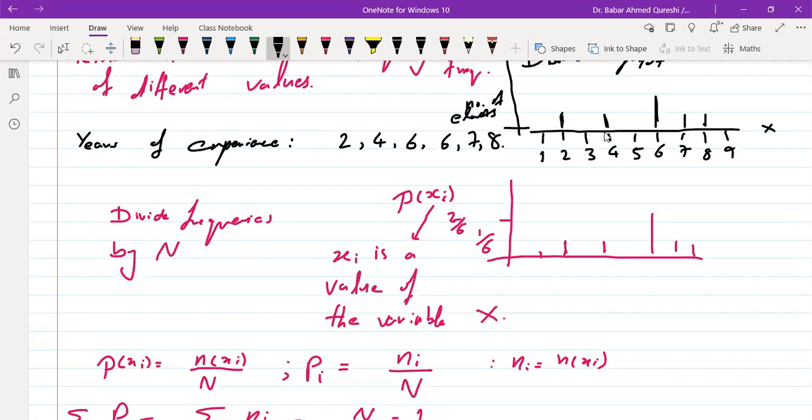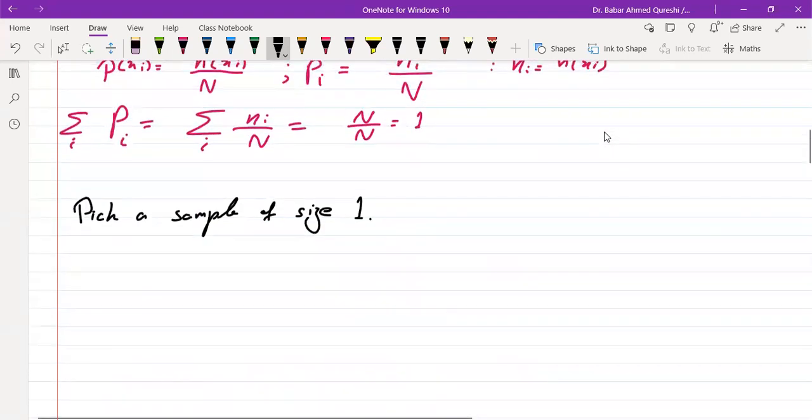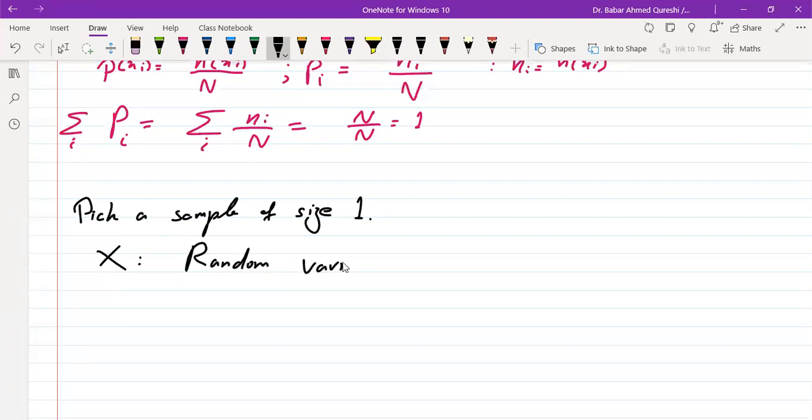So if I randomly pick, first of all, when I pick a sample of size 1, this would be a random variable. X will become a random variable. So it will take random values. And now I can assign probabilities to the values of x.